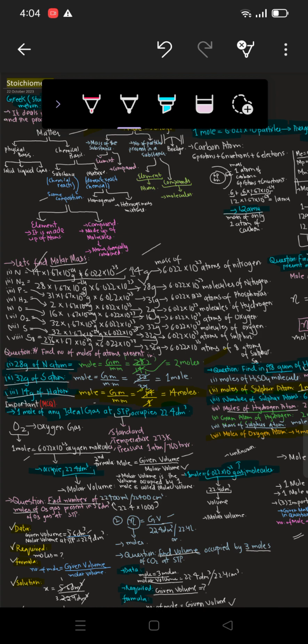What is the mole concept? Initially we will be finding the mole of every compound or every substance present in the chemical equation, right? We have learned how to balance the chemical equation, right? But from the next video we are going to learn how to apply the mole concept in chemical equations.